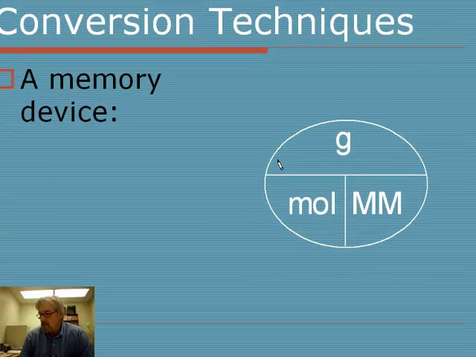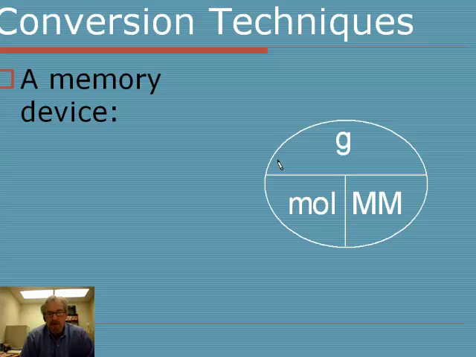Now there's a third technique. If you don't want to do dimensional analysis or you don't want to do proportions, you can always just remember this memory device here. And with these types of memory devices, you cover up what you're trying to find, and it tells you what to do with the remaining information.